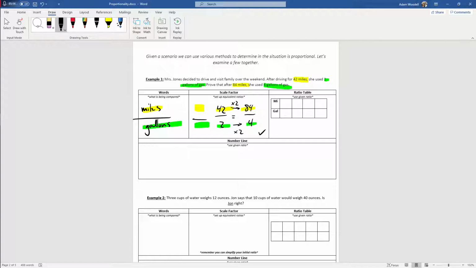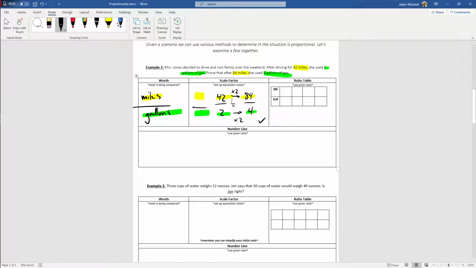There are a couple of spaces for you to fill out a table if you need to, or write down a number line as well. I'm going to leave that up to you guys to decide and to kind of experiment with. I'm going to stick with the word ratio and the equivalent fractions over there.